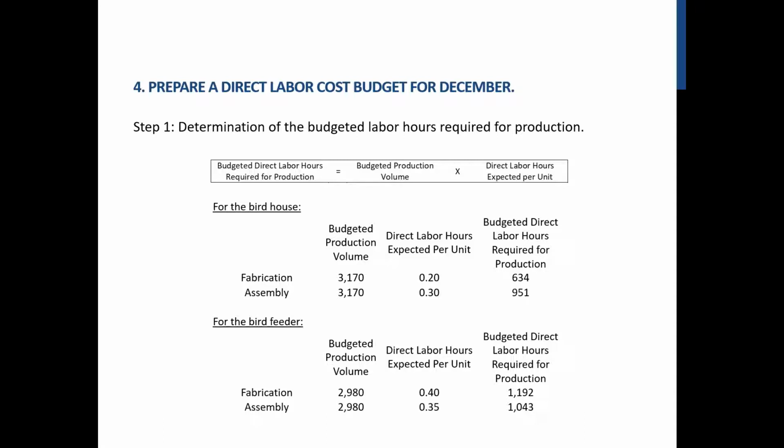The budgeted production volume for the birdhouse and bird feeder was also taken from the previous report of my co-reporter. For the birdhouse, the budgeted production volume is 3,170. Meanwhile, for the bird feeder, it's 2,980. Using the formula, for the birdhouse, the budgeted direct labor hours required for production is 634 for fabrication, and for assembly, it's 951. For the bird feeder, fabrication is 1,192, and for assembly, it's 1,043.